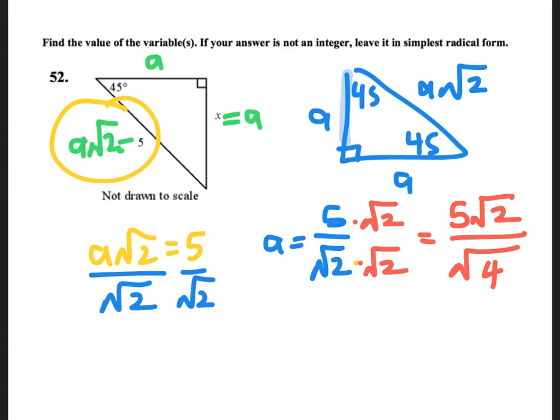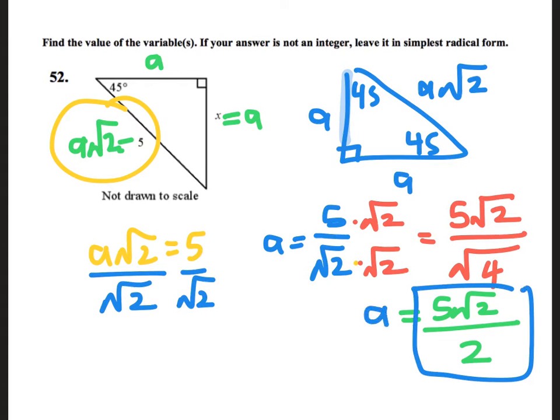Now I can simplify this a little bit further. I have 5 square root of 2, and the square root of 4 is also 2. Now at this point, I would divide 5 by 2 if I could. If it goes in evenly, if 5 was 6, then I would call it 3 root 2. But it doesn't, so this is going to be our answer. Again, A equals 5 root 2 over 2. We know X equals A, so X is going to equal 5 root 2 divided by 2.